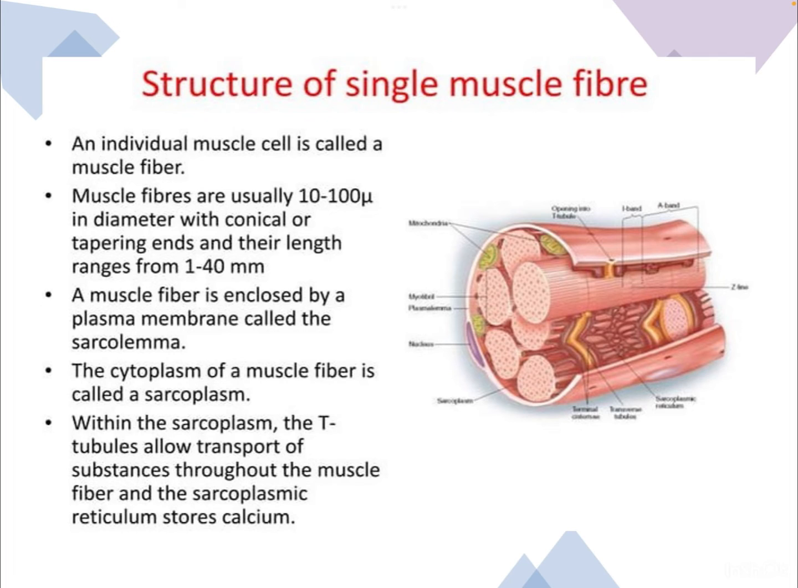Muscle fibers are usually 10 to 100 micrometers in diameter with conical or tapering ends, and their length ranges from 1 to 40 millimeters. Now you can see these are much wider as compared to their length, like they are thick cells. A muscle fiber is enclosed by a plasma membrane, which is known as sarcolemma. So the plasma membrane or the cell membrane of a muscle fiber is known as sarcolemma. The cytoplasm of a muscle fiber is known as sarcoplasm. Within the sarcoplasm, the T tubules allow the transport of substances throughout the muscle fiber, and the endoplasmic reticulum, which is renamed as sarcoplasmic reticulum, stores calcium. In the further videos, we'll get to understand why we need calcium and all these signals. So this is the basic structure of a muscle fiber.